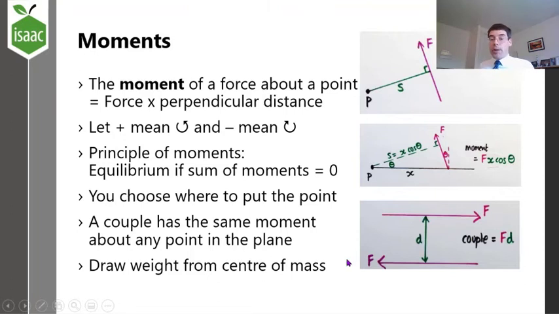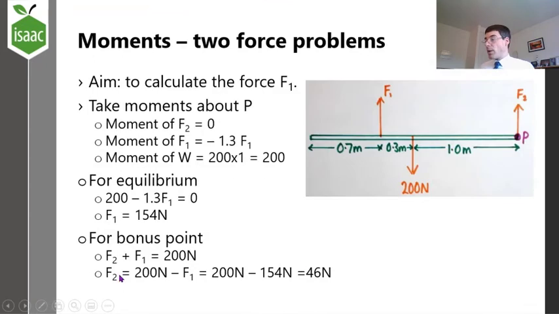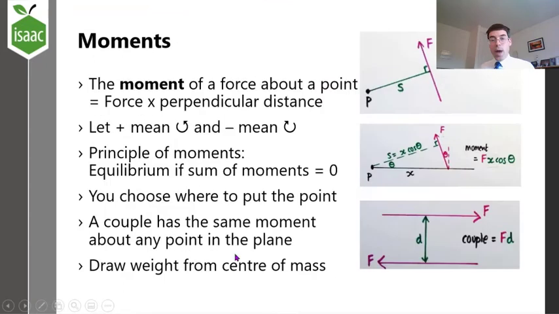A couple, you need to be aware what a couple is: where we have two anti-parallel forces that are not on the same point, but they are of the same magnitude, the same strength, and they're separated by some distance, which I've labelled d. The magnitude of the couple is F times d, and it turns out that it doesn't matter where you put a point. It doesn't matter where you put a point, the moment of these two forces about that point will be the same.